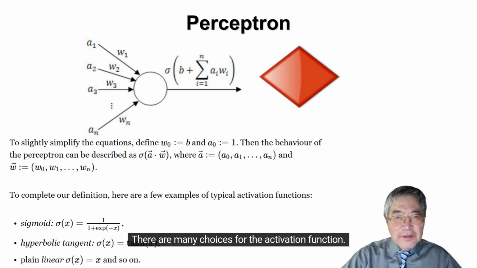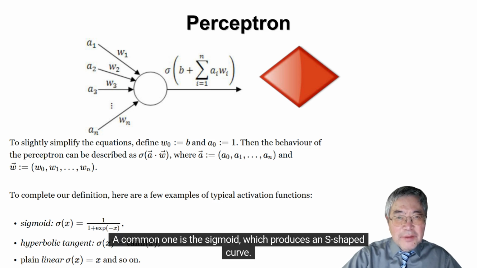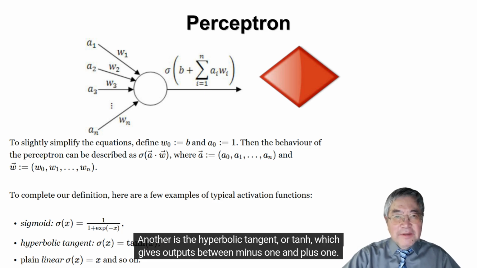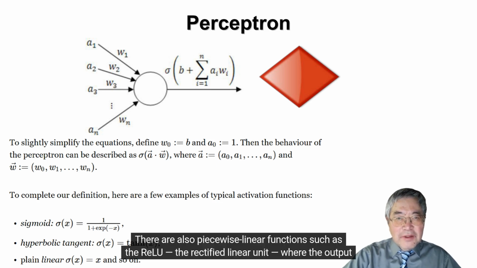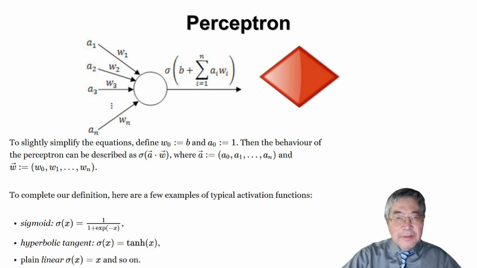There are many choices for the activation function. A common one is the sigmoid, which produces an S-shaped curve. Another is the hyperbolic tangent, or tanh, which gives outputs between -1 and +1. There are also piecewise linear functions such as the ReLU, the rectified linear unit, where the output is 0 for negative inputs and increases proportionally for positive inputs.